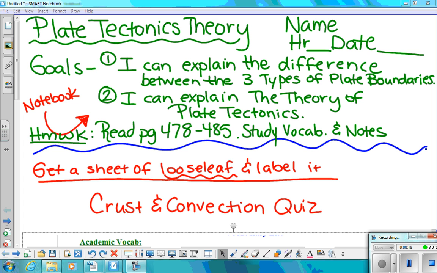Your homework tonight is going to be reading pages 478 to 485, studying the vocabulary list that you got back on 11/14, and also studying your notes from today. You're also going to be taking a quiz today, so make sure you've labeled your loose leaf as you see up there, crust and convection quiz.